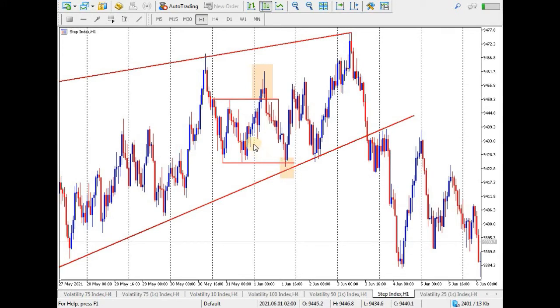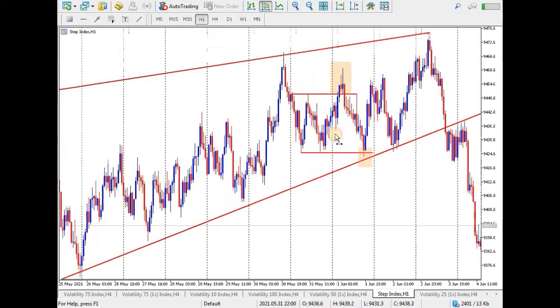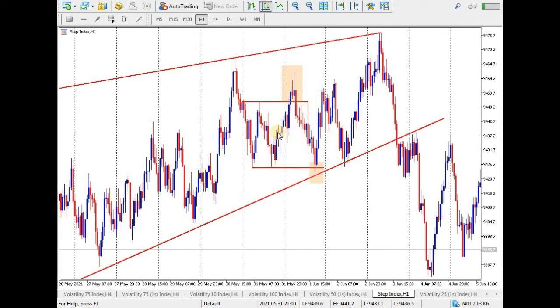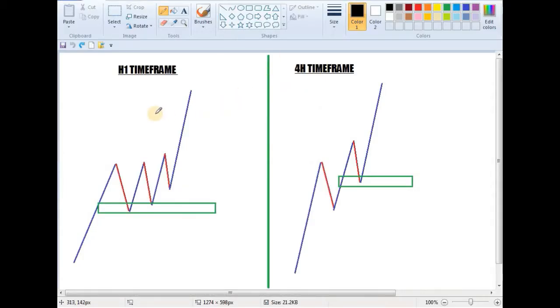Now guys, many people get confused on which direction they should trade on. So guys, we are going to give you a simplified explanation on how to use these two time frames using order blocks. So let's start with our painting explanation.